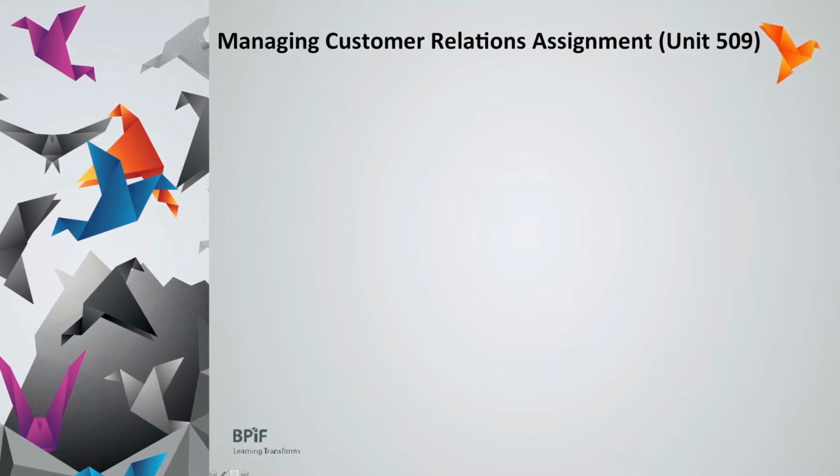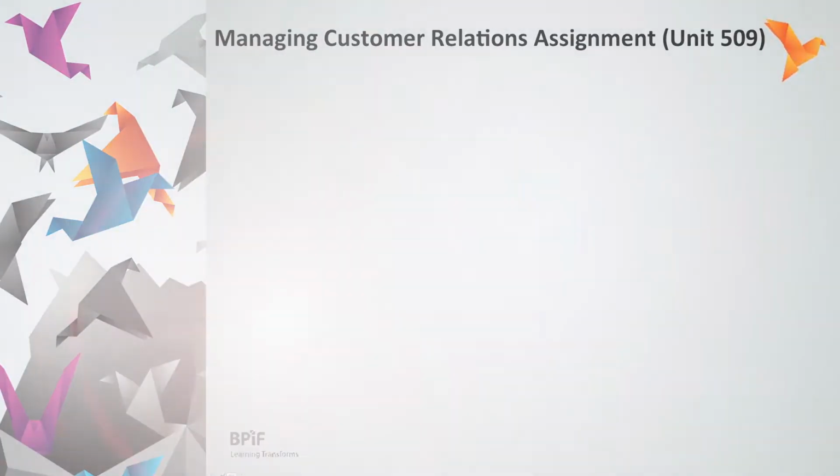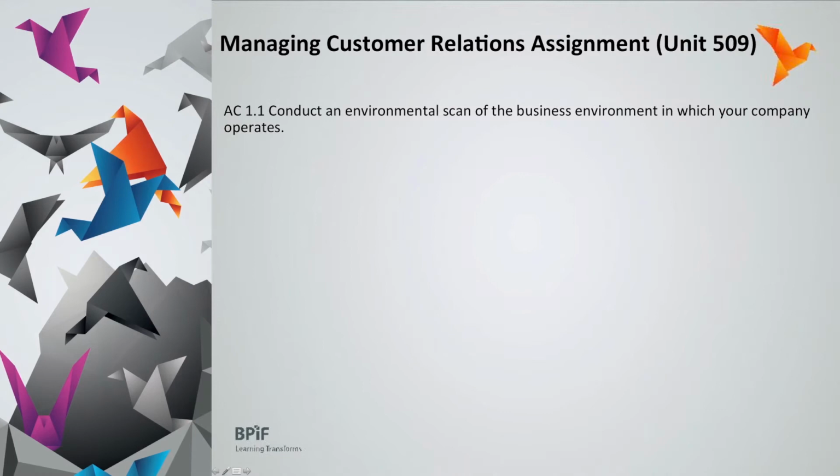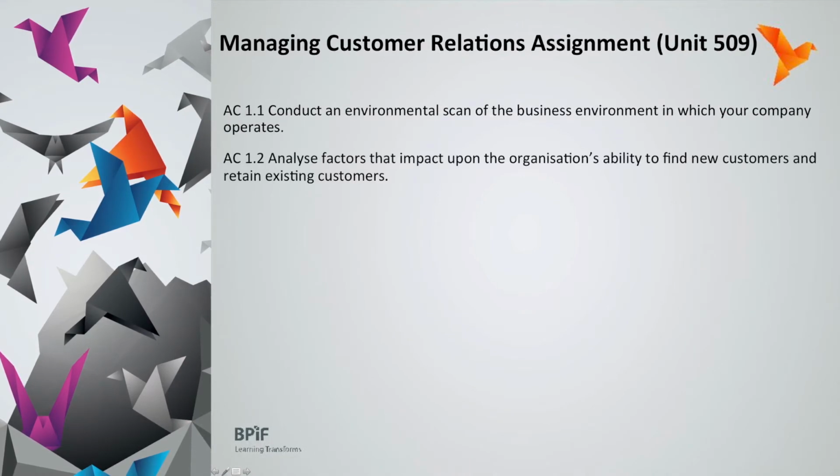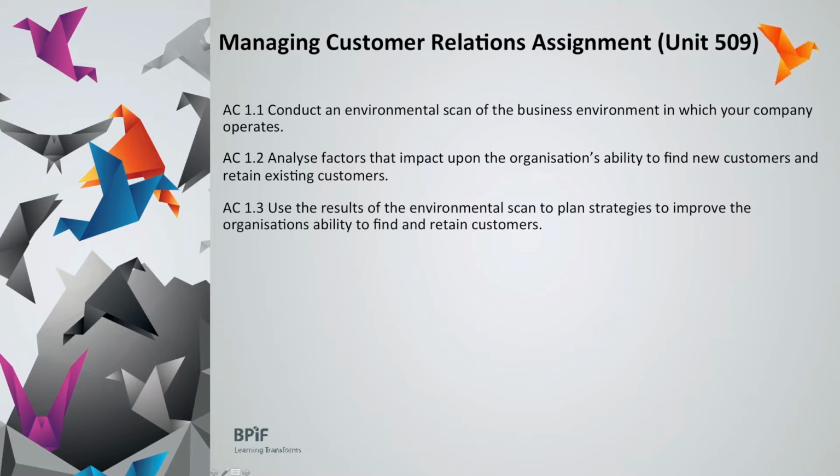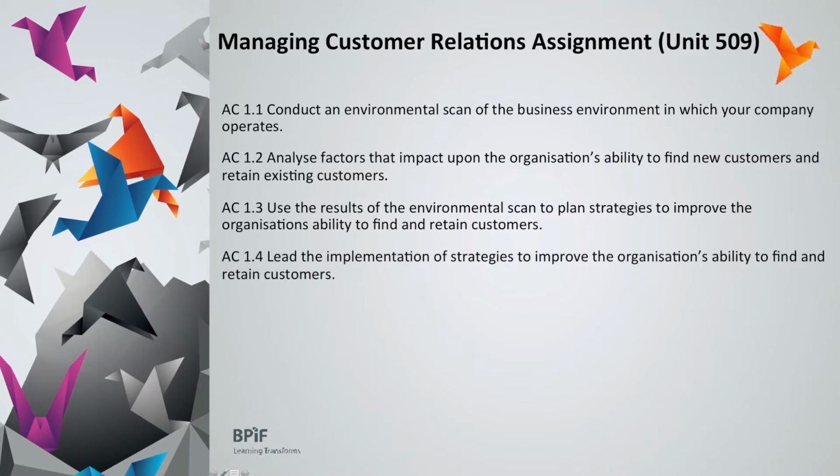So this is the 509. This is an optional unit. These are the areas that we have to cover on this optional unit, or you have to cover when you're doing your assignment. First of all, conduct an environmental scan of the business environment in which your company operates. Secondly, analyse factors that impact upon the organisation's ability to find new customers and retain existing customers. Thirdly, use the results of the environmental scan to plan strategies to improve the organisation's ability to find and retain customers. Lead the implementation of strategies to improve the organisation's ability to find and retain customers.